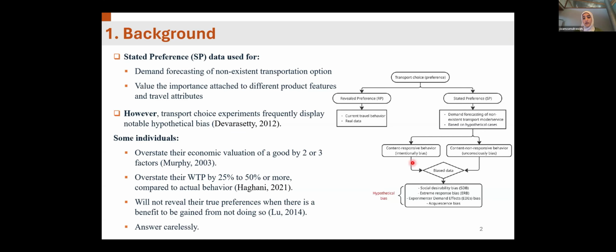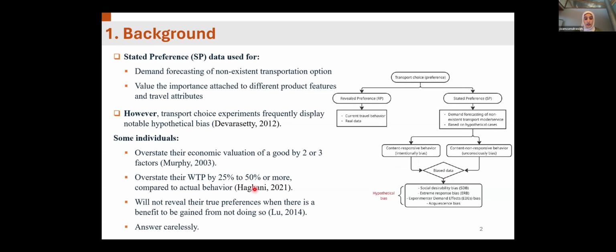And that's because of basically two reasons. It's either content responsive behavior, so they are intentionally answering in a biased way, or sometimes it's also content non-responsive, so they are unconsciously answering in a biased way. In any case, this will create some biased data in the stated preference surveys.